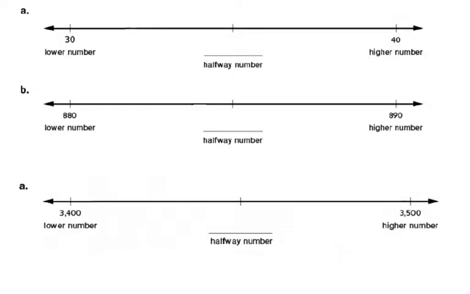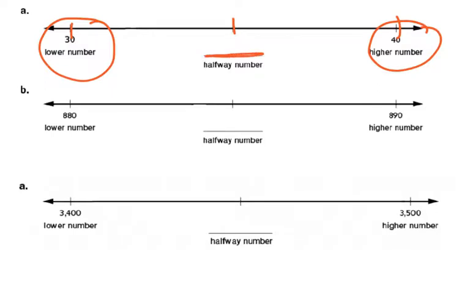So on your whiteboard, I want you to draw a number line, just like you see in letter A at the top. I would like you to write 30 as the lower number and 40 as the higher. Go ahead and make little marks on there. And you don't have to write the halfway number, but go ahead and put a line there. Pause your video. Now what I want you to do is think of the number that is halfway between 30 and 40. Go ahead and write it in.